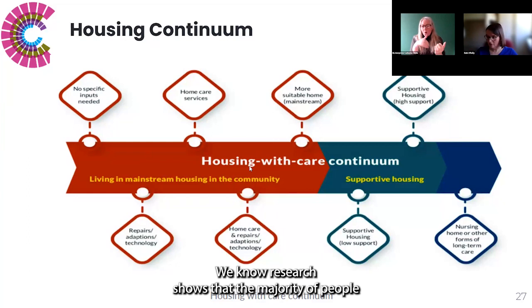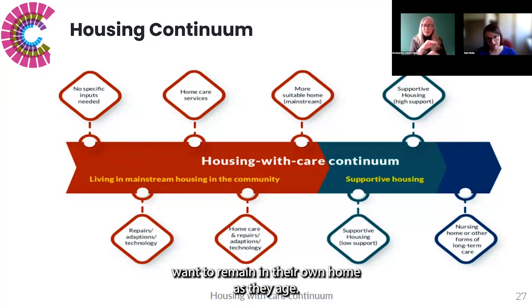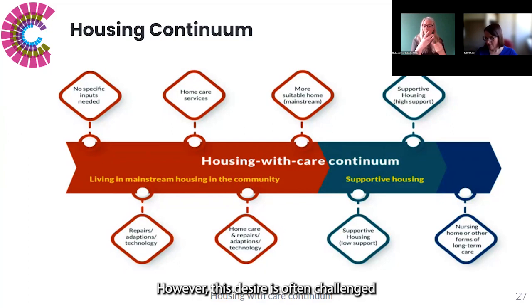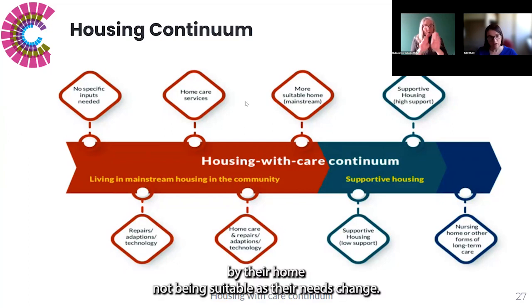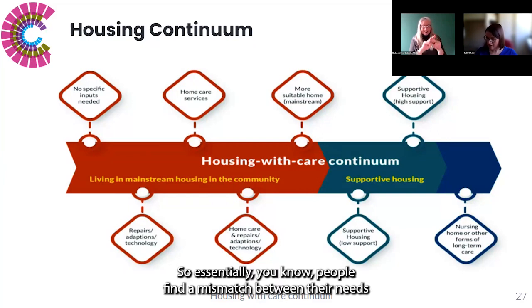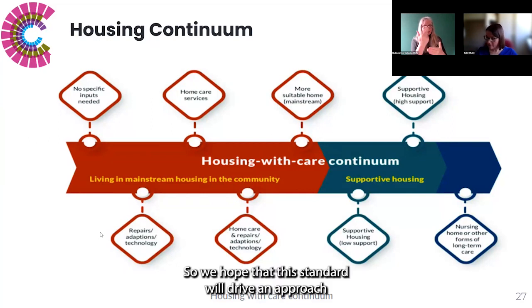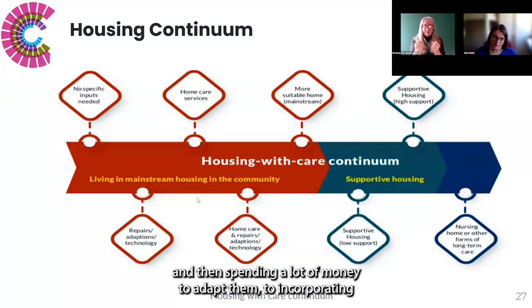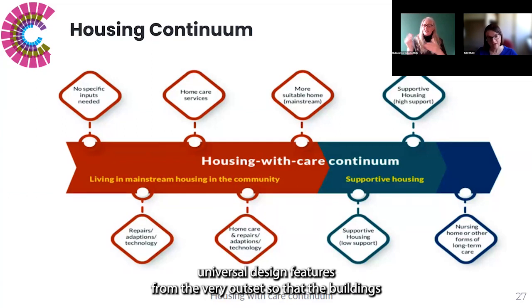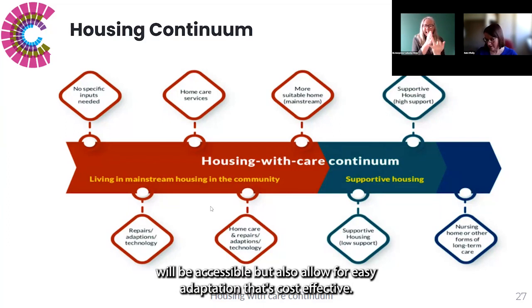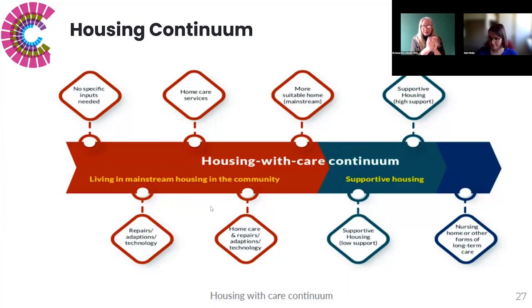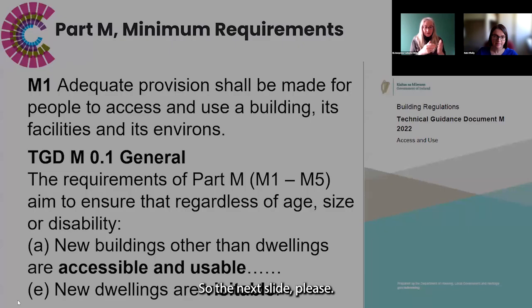We know that research shows that the majority of people want to remain in their own home as they age. However, this desire is often challenged by their home not being suitable as their needs change. So essentially, people find a mismatch between their needs and preferences and the design of their home. So we hope that this standard will drive an approach where we move from building homes and then spending a lot of money to adapt them, to incorporating universal design features from the very outset, so that the buildings will be accessible, but also allow for easy adaptation that's cost effective. So the next slide, please.